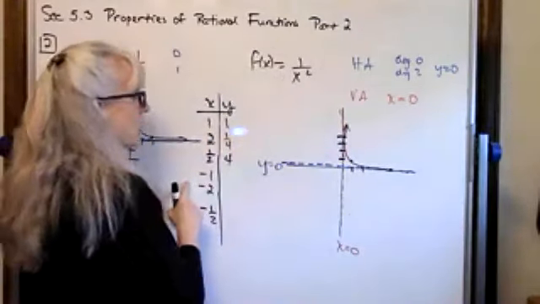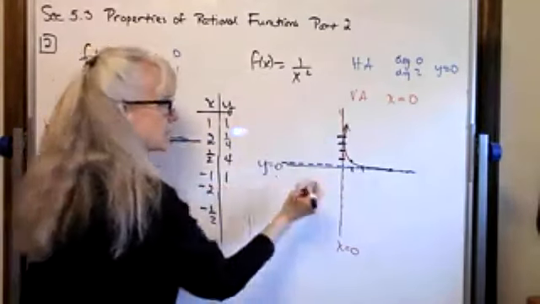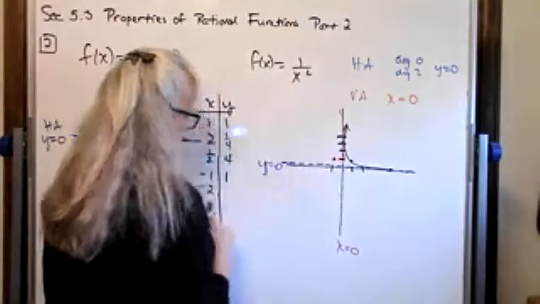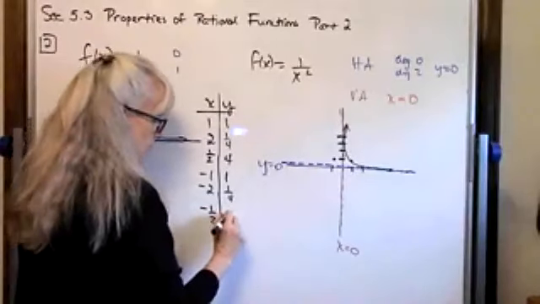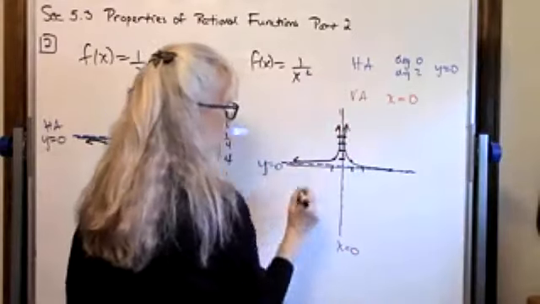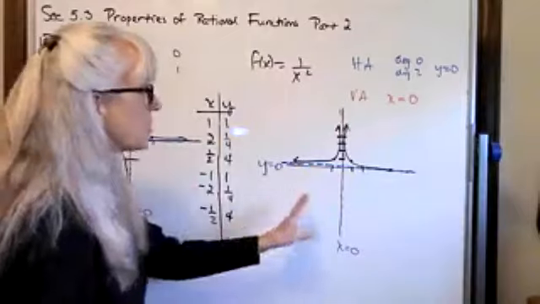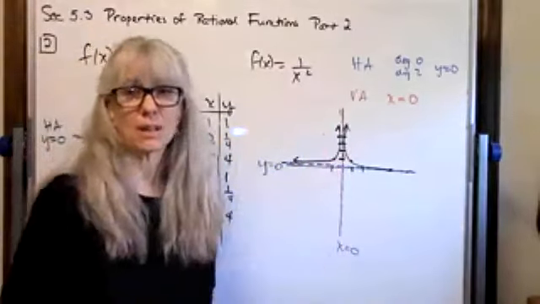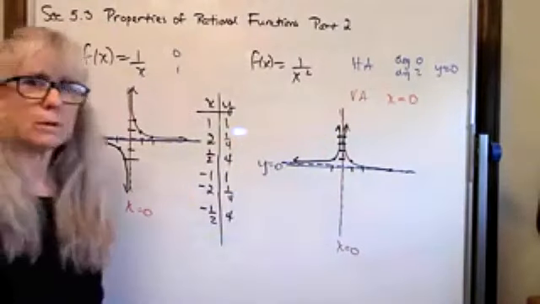Plugging in a -1 this time, though, 1 over -1 squared. Well, -1 squared is a +1, so I'm going to get a +1. So instead of being down in quadrant 3, it's up there in quadrant 2. When you plug in a -2, you'll get a +1/4. Plugging in a -1/2 is going to be a +4. Something like this. So I tend to call this the volcano function. So in this case, notice that they're both approaching the vertical asymptote, heading off towards positive infinity. So I don't have one up and one down like we did over here. Whew, that was a lot, huh?